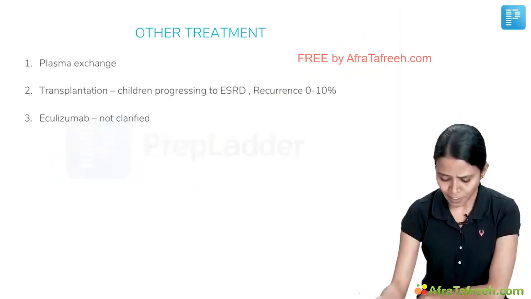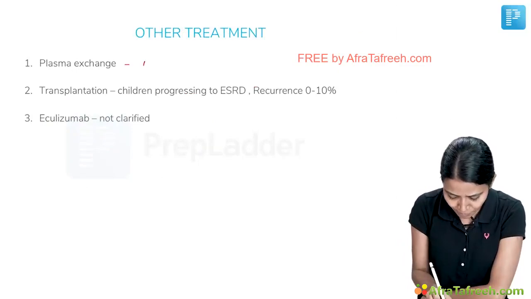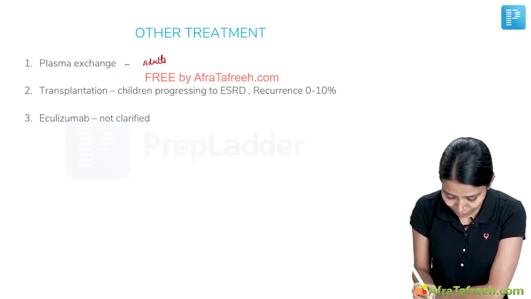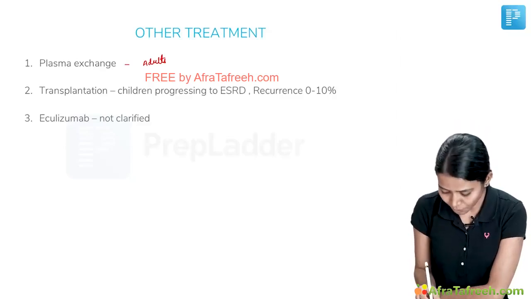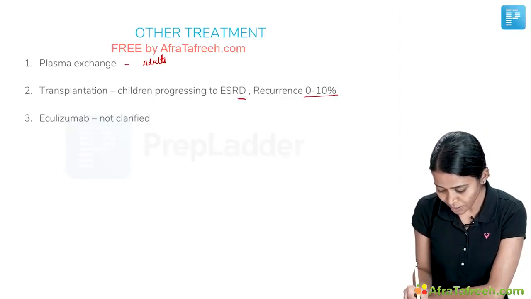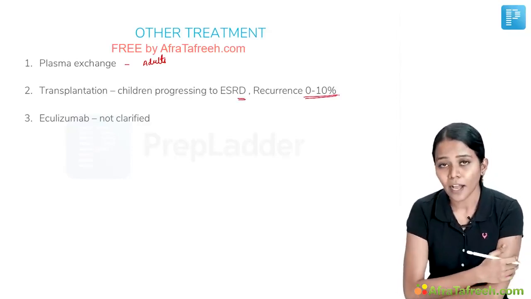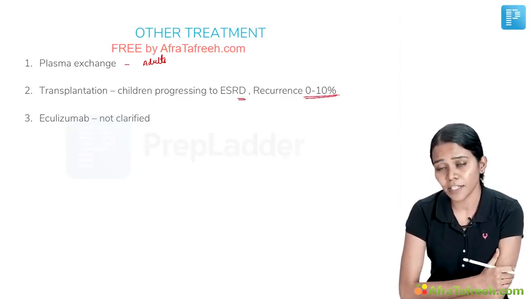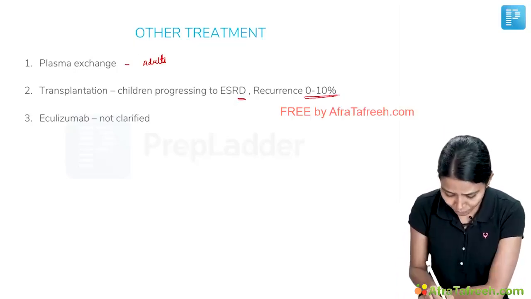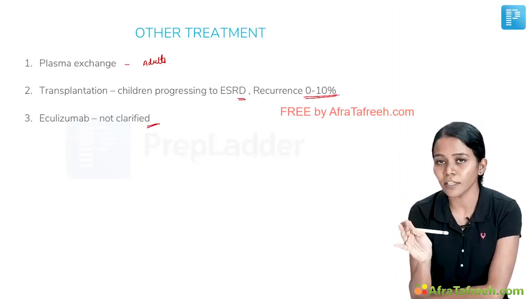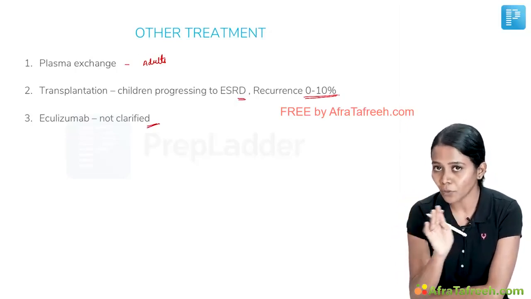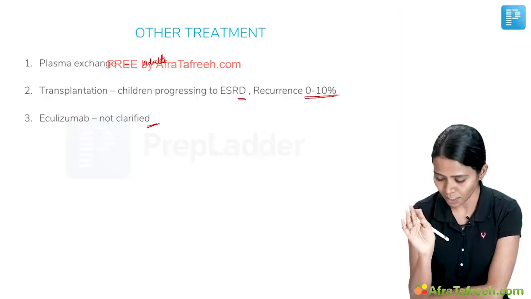Other treatments like plasma exchange can be tried, especially in adults with neurological involvement and AKI. Transplantation can be tried in children progressing to ESRD. Recurrence rate is less, 0 to 10%, unlike in atypical HUS, where recurrence rate is almost 90 to 100%. The use of eculizumab is not clarified. So, basically, volume expansion is the only thing, and symptomatic therapy. Do not give antibiotics in STEC-HUS.